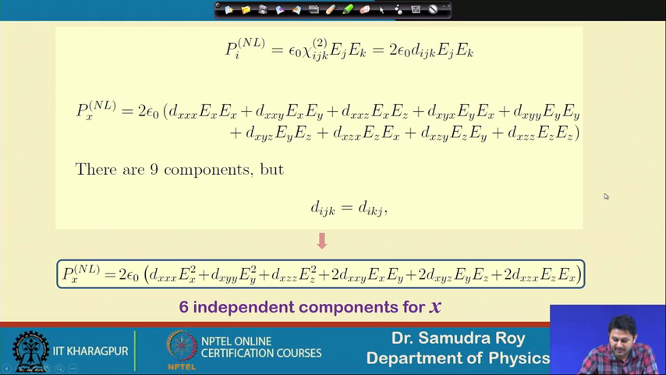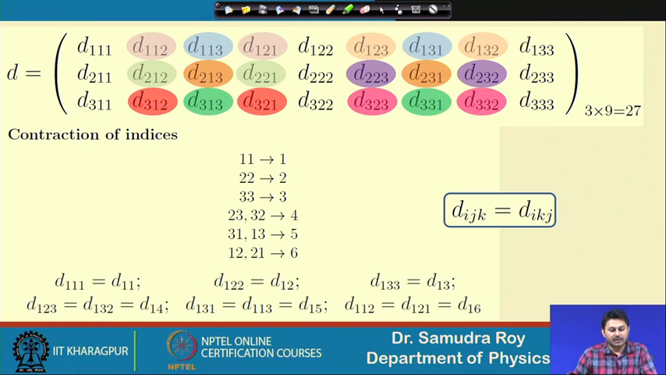If I now write these in contracted form, then we have something different. After having the knowledge that, with this permutation symmetry, this D matrix reduces from 27 to 18, for each of P x, P y, P z we have 6 components. So, let us go back to this D matrix once again. In this D matrix, all the terms having the same color are similar terms.